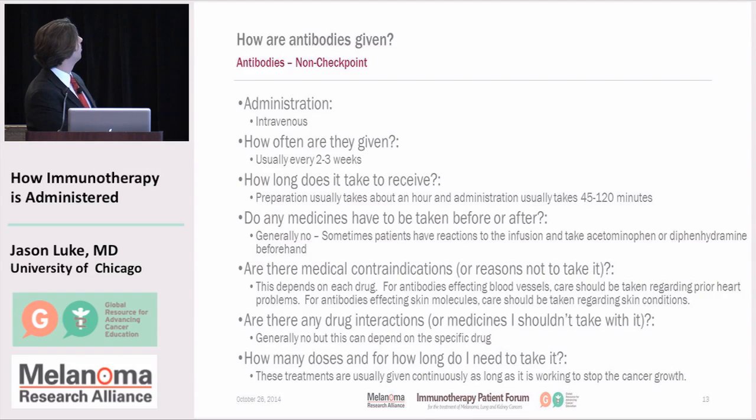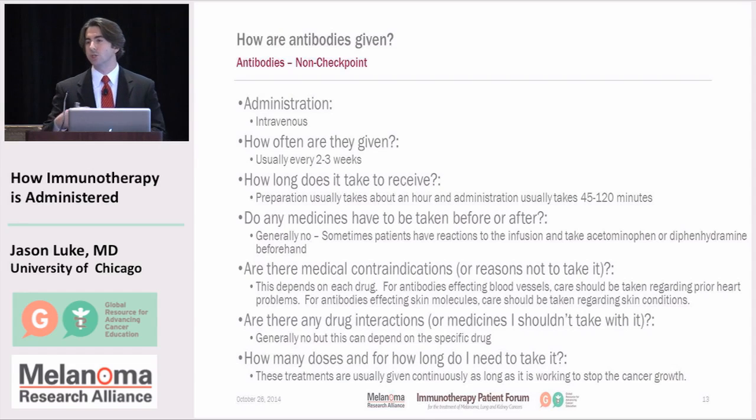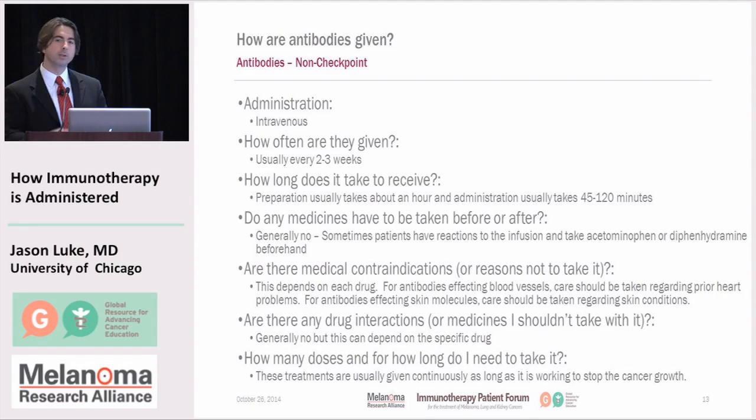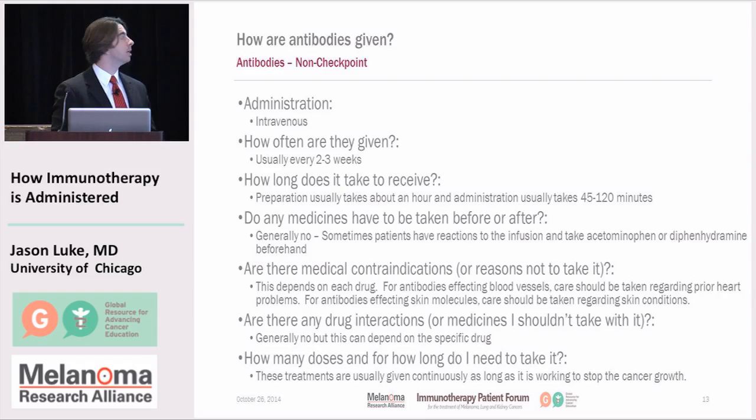Do any medicines have to be given before or after? Generally speaking, no. If you have a reaction to the infusion while they're infusing it, then obviously some drugs might be given, like Benadryl or other supportive medications.